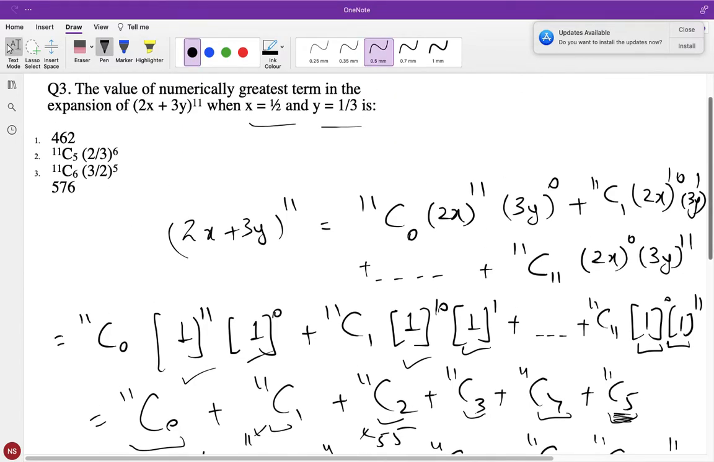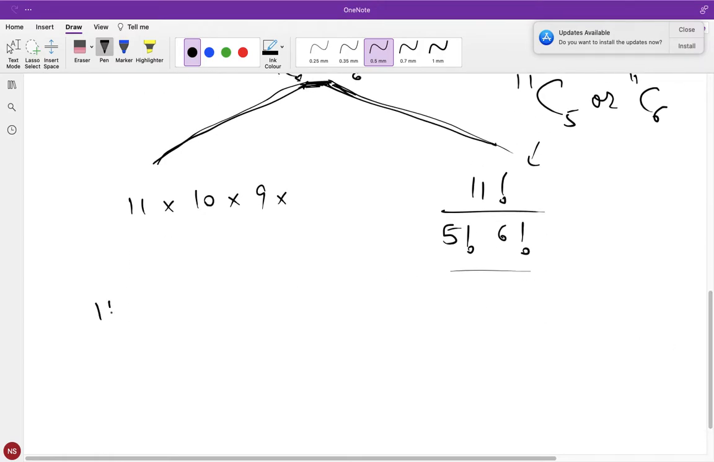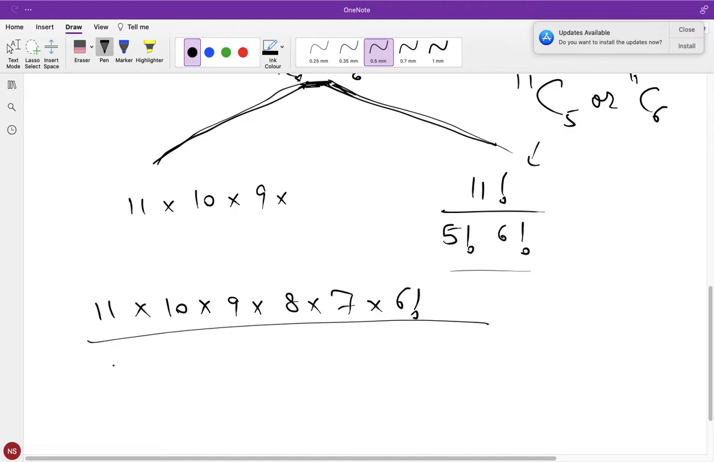We don't have 11c5 or 11c6 as values, so let us try to expand it. Start with 11 factorial by 5 factorial, 11 minus 5 is 6 factorial. This is what we have to compute. So which is what? 11 times 10 times 9 times 8 times 7 times 6 factorial. 5 factorial is what? 5 times 4 times 3 times 2, and 6 factorial is already here. So this is cancelled. 5 times 2 is 10, so this is gone. 4 times 2 is 8, 3 times 3 is 9.